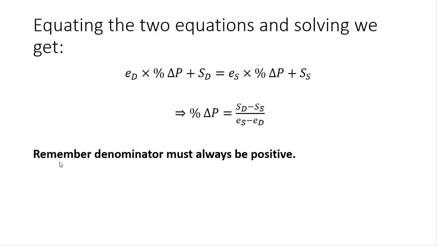The important thing to know, of course, is that the denominator must always be positive. And why is that? That is the case because elasticity of supply is usually positive and elasticity of demand is usually negative. So you'll notice that if you just simply plug in the values, this will be a positive denominator, okay? And then of course the shock in demand and shock in supply, it'll really depend on what the direction of the shock in demand and shock in supply is, okay?